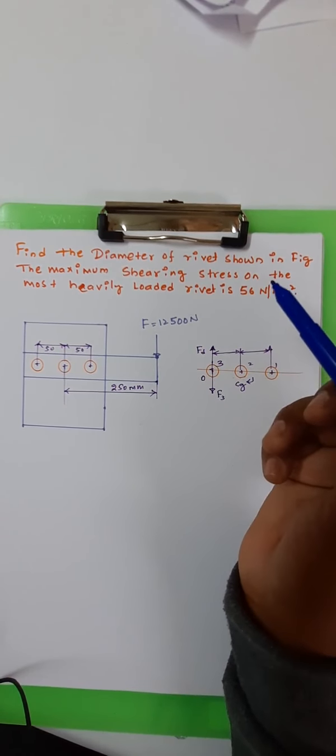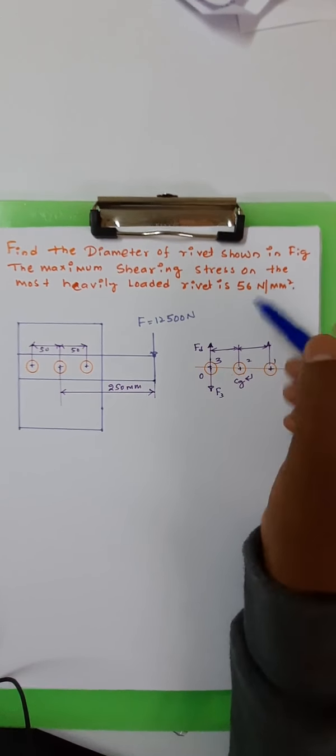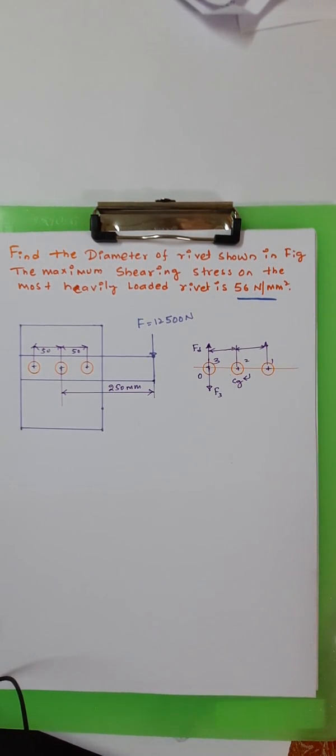The maximum shearing stress on the most heavily loaded rivet is 56 Newton per mm square.